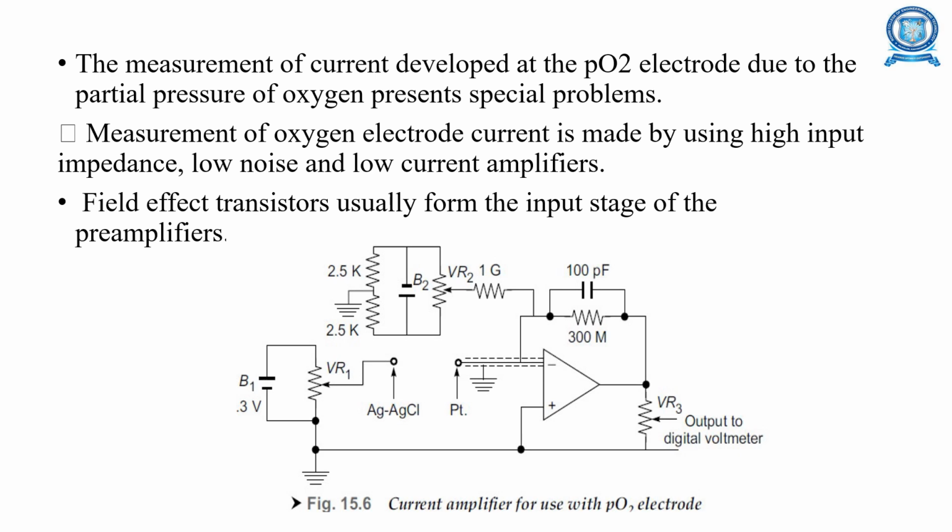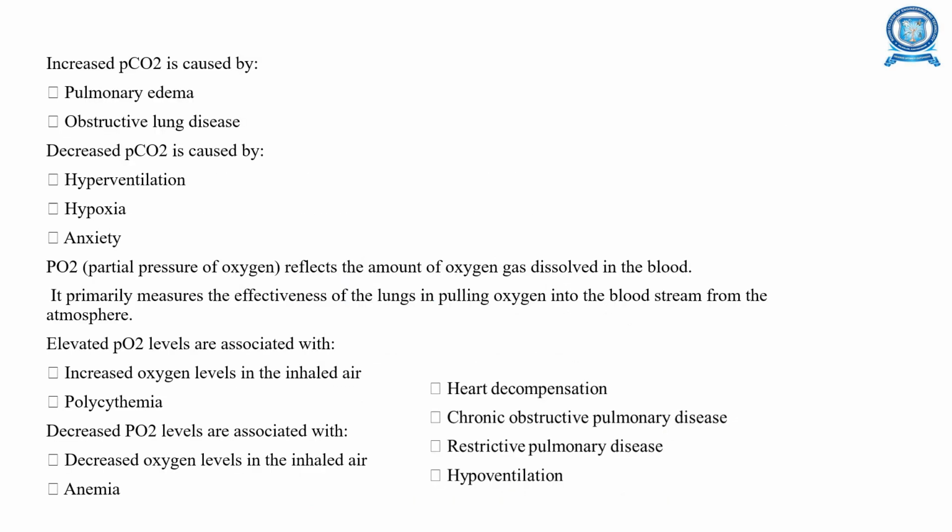The measurement of current developed at the PO2 electrode due to the partial pressure of oxygen presents special problems. Field effect transistors usually form the input stage of the preamplifiers. This is the current amplifier for use with the PO2 electrode. It has output to a digital voltmeter and various resistances and silver chloride solution.